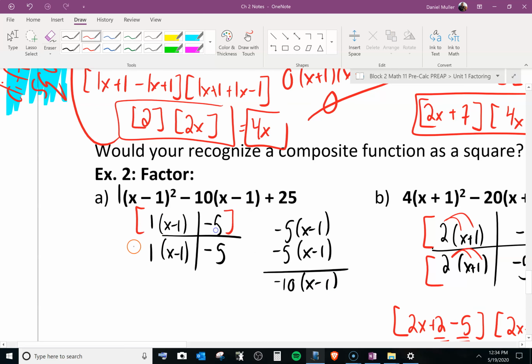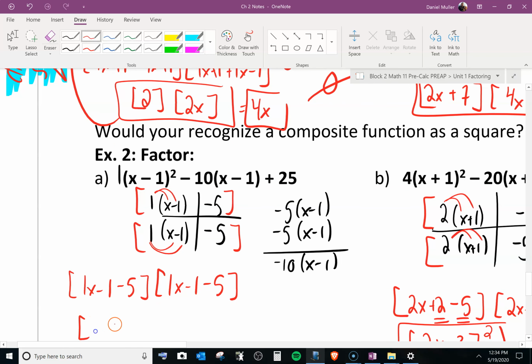So I've got this one and this one. So 1x minus 1, and then a minus 5. And this one is a 1x minus 1, minus 5. Now they are both the same. So 1x minus 6. And like I said, they're both the same. This is a 1x minus 6. So I'll just square that.